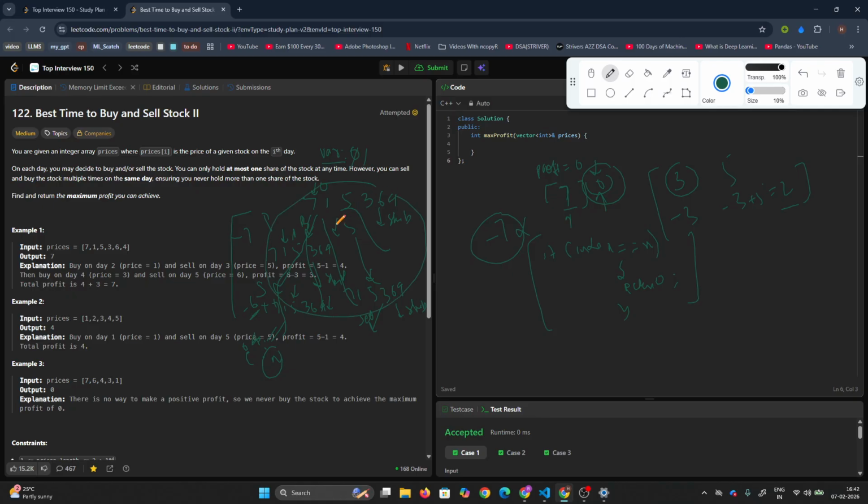I hope you are getting what I'm trying to say. So let us write the recursion code and think about how we can optimize it further.